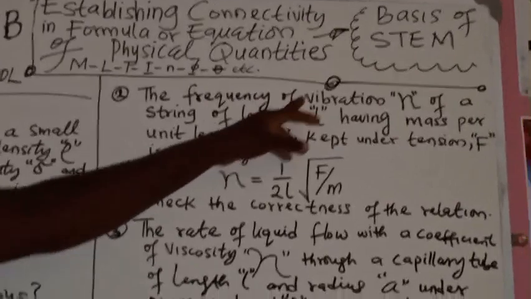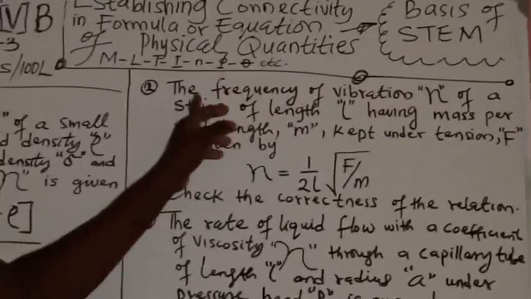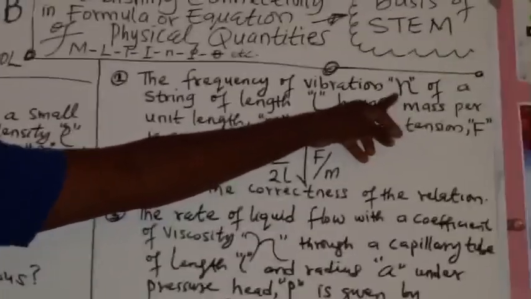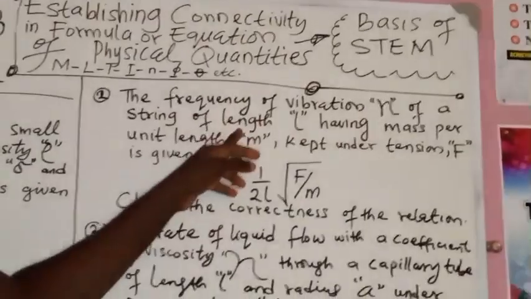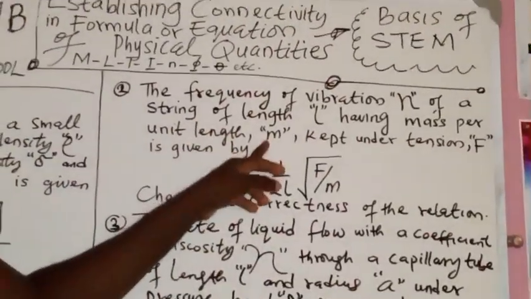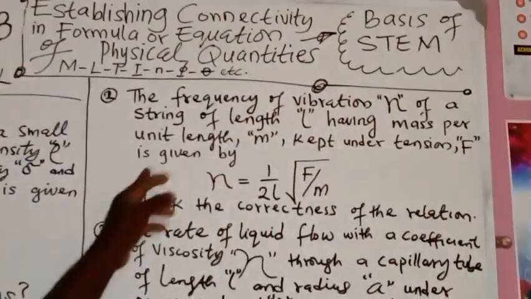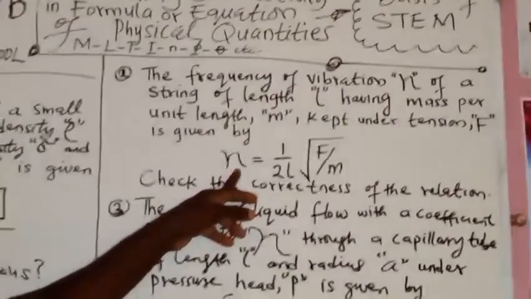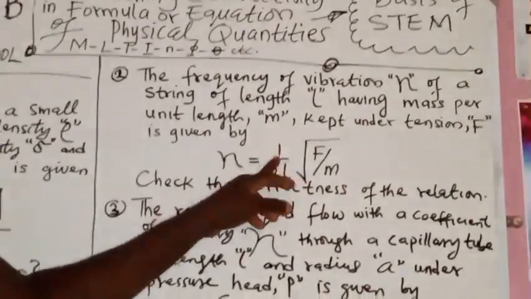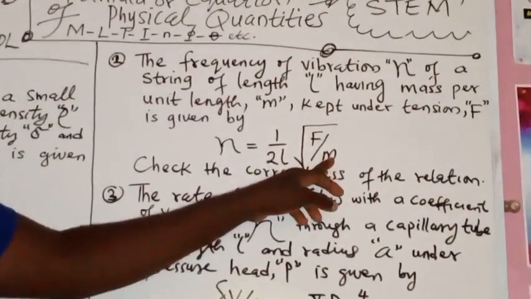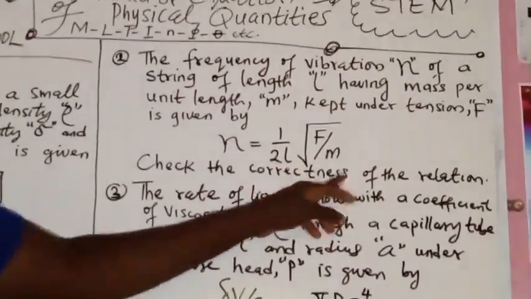The frequency of vibration. Look at the symbol they use for that, to observe frequency. Instead of f, they use this symbol. Of a string of length L having mass per unit length, kept under tension F, that is a force, is given by: frequency of vibration equals 1 over 2L times the square root of force over mass. Check the correctness of the relation.